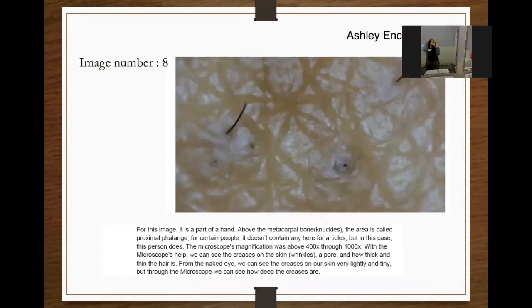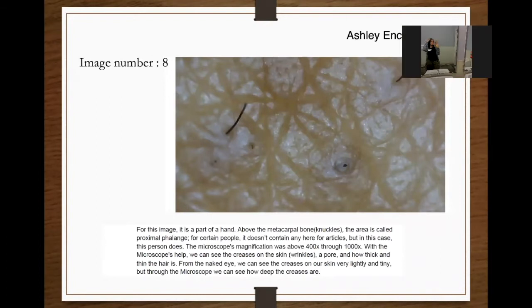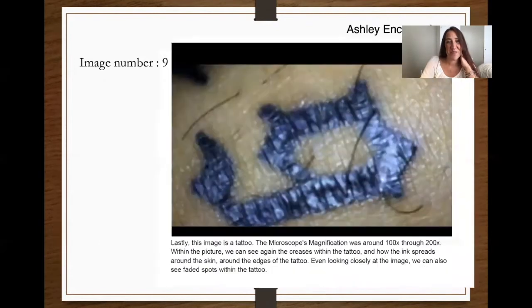So this image is basically part of the hand, on the index finger, between the knuckle and the bone that bends. You can see the pores and some strands of hair on the knuckle as well. And the skin lines, when you look at them with your eyes you see lines, but when you see it through the microscope, you see it very closely, and how deep the lines are. Beautiful. That's image number 8 from us.